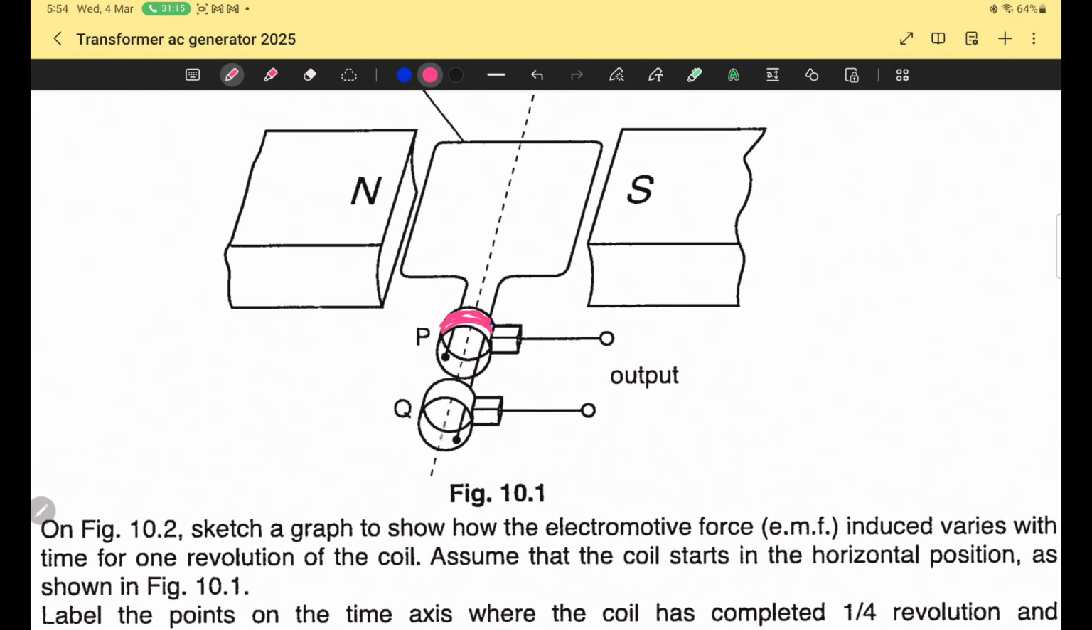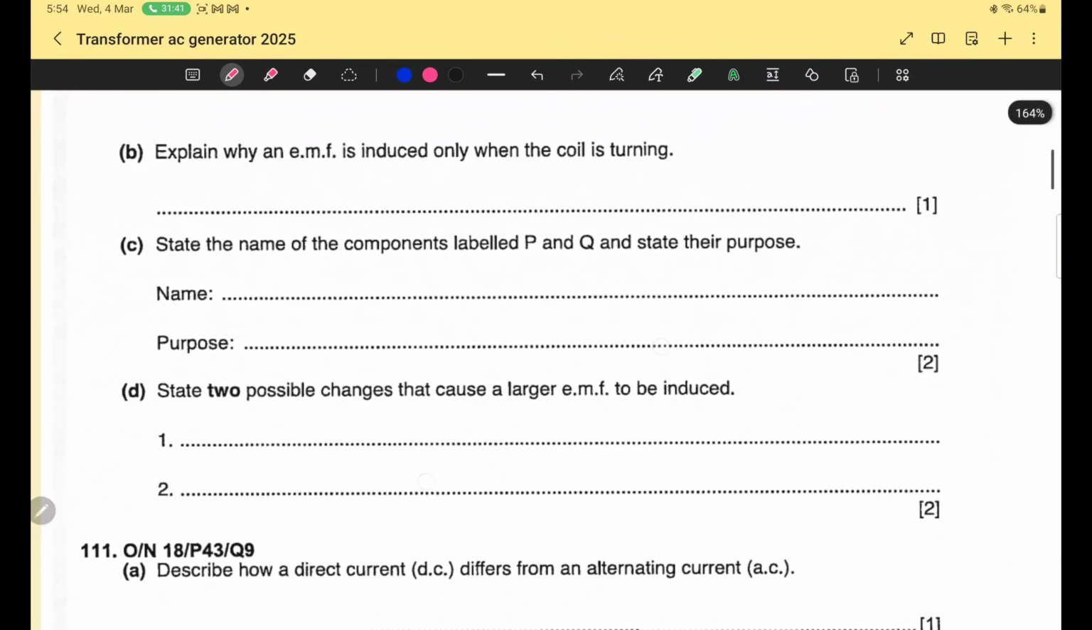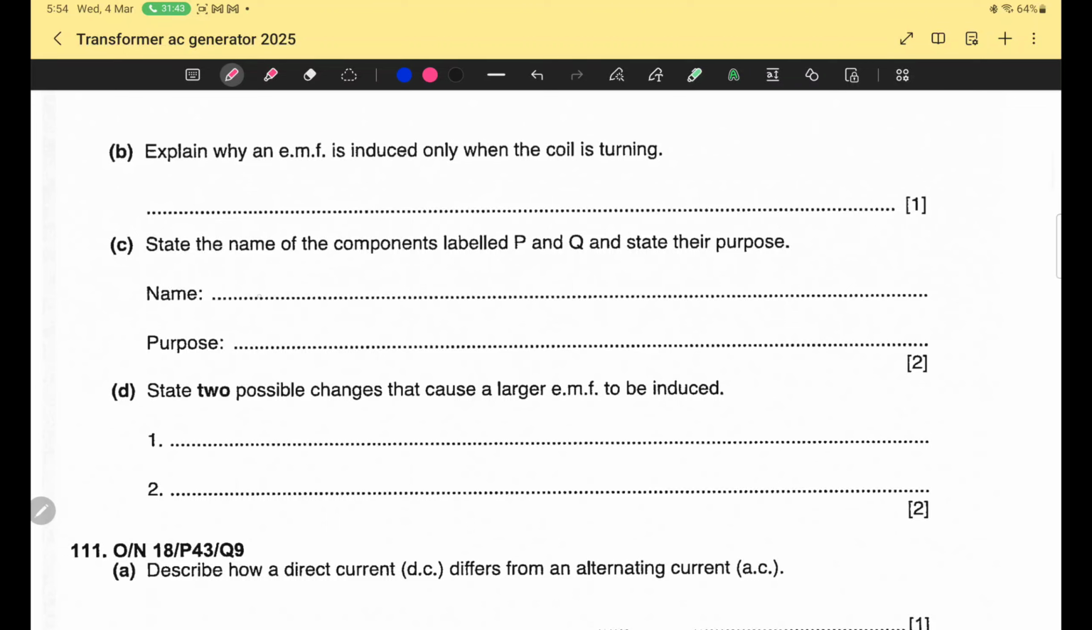Yes. This P and Q are called slip rings because these are complete rings in which the two ends of the coil are turning. These are called slip rings because the ends of the coil are slipping inside the ring. So their name is copper slip rings or slip rings. In a generator, slip rings are used.